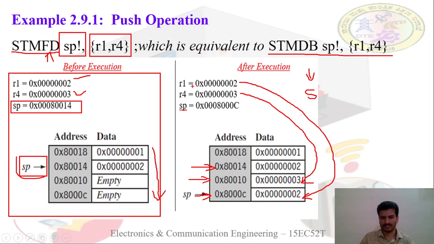Because, as I explained in the last session, for the lower memory address, the lower number register will come. For the higher address, the higher number register data will come. So here 800C is the lowest memory, so R1 data is pushed here. And 80010 is the highest memory address, so R4 data is pushed here.